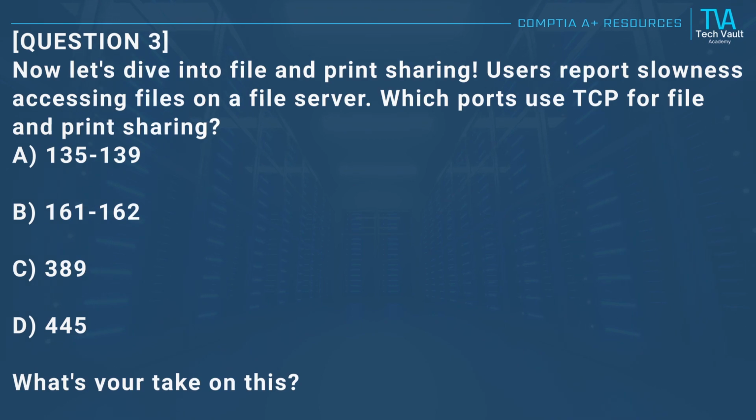Now let's dive into file and print sharing. Users report slowness accessing files on a file server. Which ports use TCP for file and print sharing? A. 135, 139, B. 161, 162, C. 389, D. 445. What's your take on this?